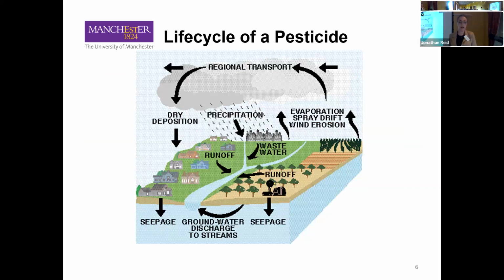So when we apply a pesticide to the environment, a number of mechanisms shown here are possible. And as I said before, our main transport route today will be looking at the air, particularly quite short range transport. I won't go into too much detail about the rest of the stuff, but it's a nice picture to look at.